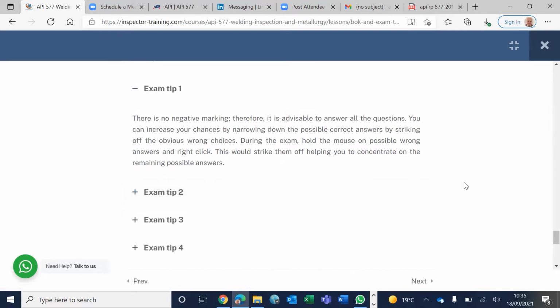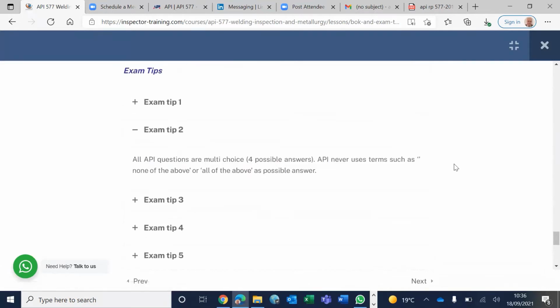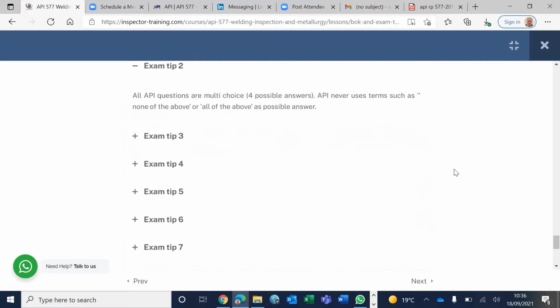So I'm going to give you some exam tips here. No negative marking, so answer all the questions. Anything in doubt, flag it and go back to it at the end just to make sure that you did the best possible answer that you know of. 4 possible answers, multi-choice. API never uses terms such as none of the above, all of the above. I've seen some training companies or trainers bring this sort of question, which is a bit confusing. No such question comes up like both A and B or none of the above or all of the above.